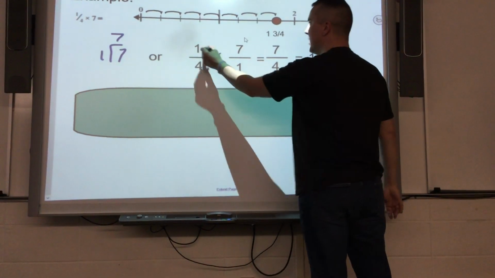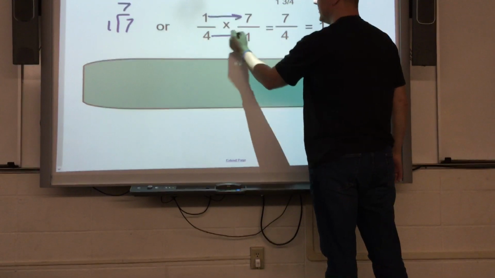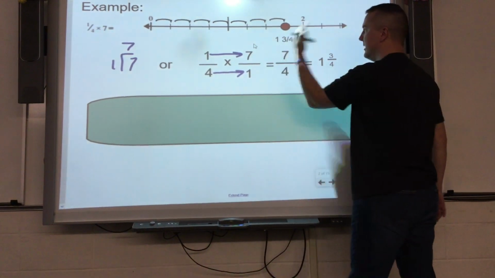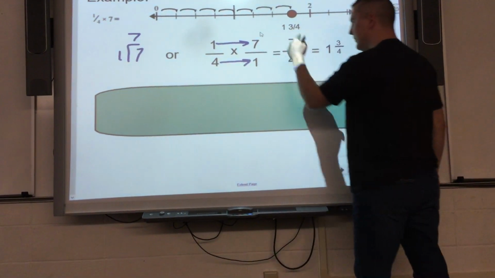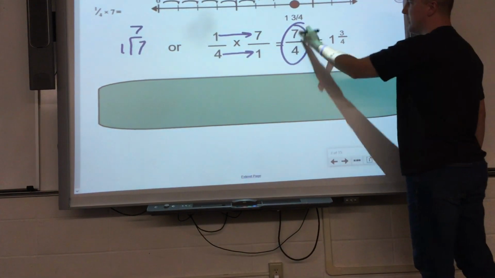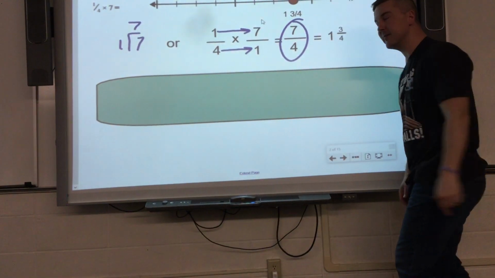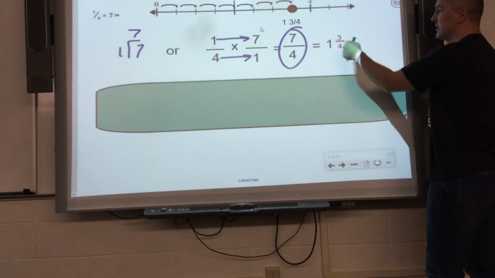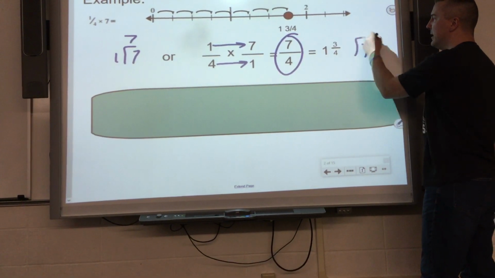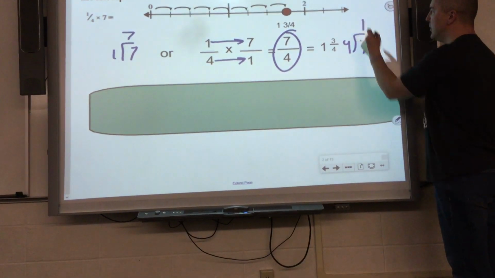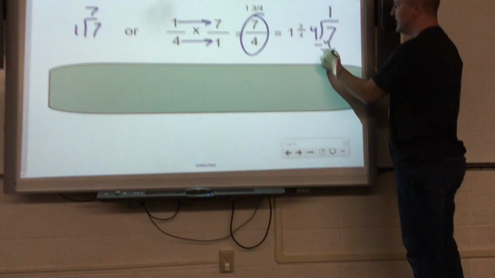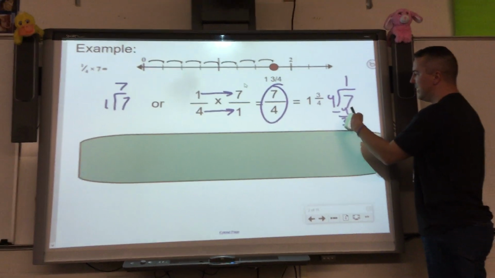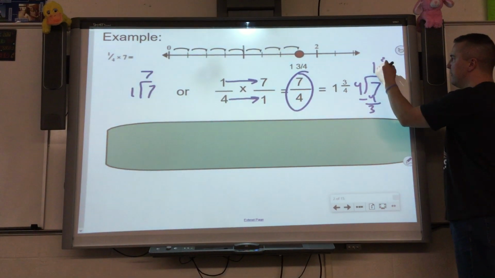If we multiply this out, we go straight across: 1 times 7 is 7, 4 times 1 is 4. Now we can't leave it as an improper fraction, and we've already worked on this. We go 7 divided by 4, and you get 1 3/4. If you don't remember how to do that, 7 divided by 4 goes in there once, subtract, you get 1, and it's still being divided, 3 divided by 4, 3/4.